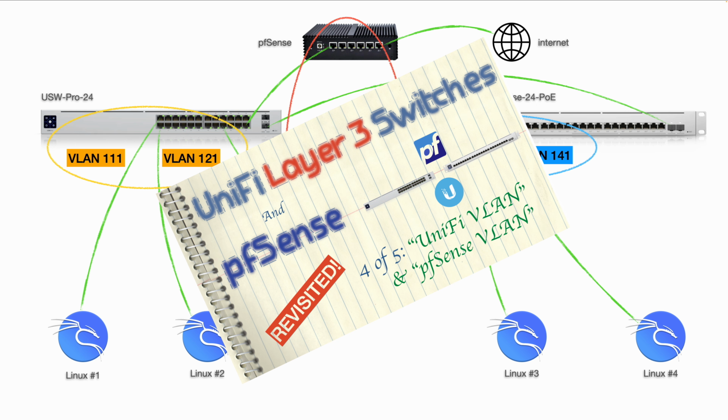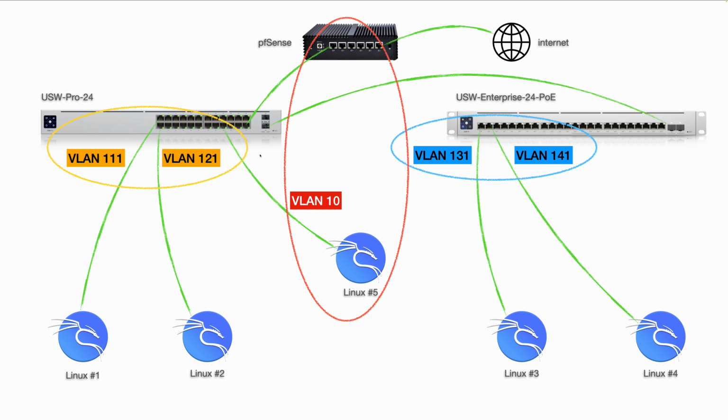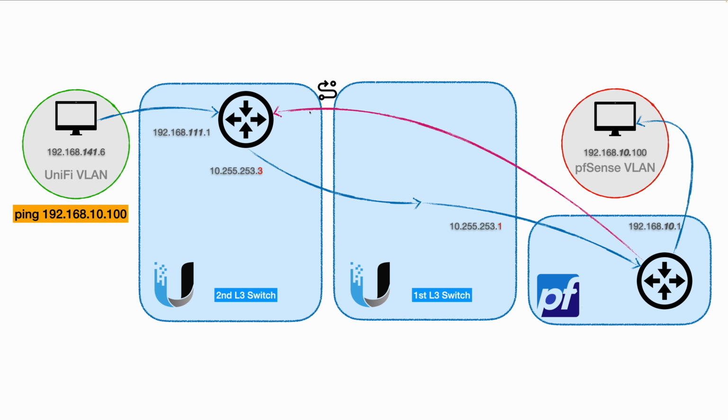Then, to make it even more complicated, let's discuss whether VLANs which are managed by the layer 3 switches can still communicate with VLANs which are managed by pfSense and how the routing works.